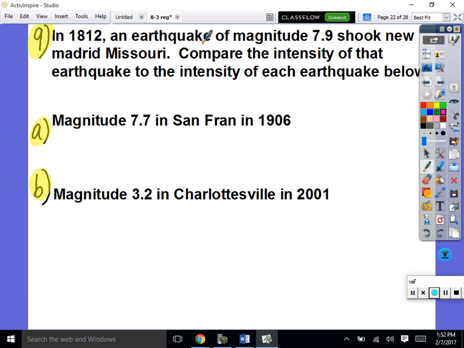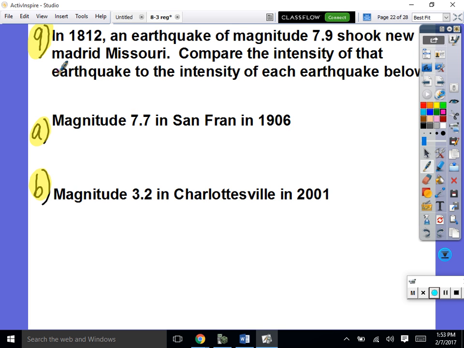So in 1812, an earthquake of magnitude 7.9 shook Madrid, or Madrid, how do you say it? Somebody will know. Madrid. How come you guys know how to say that? Okay, that's why. Okay, well, I'm definitely not. So, okay. All right. So, because of class.